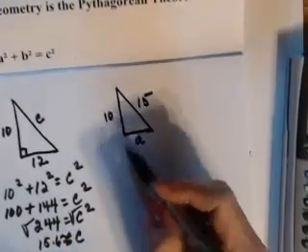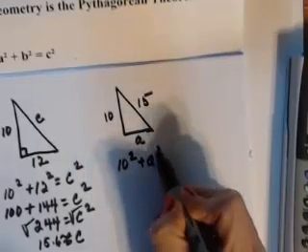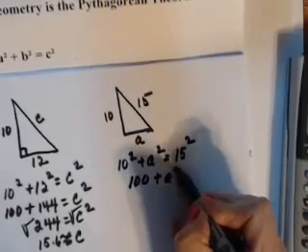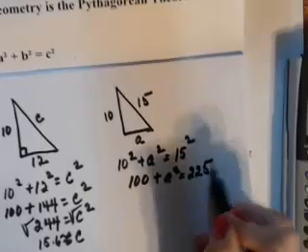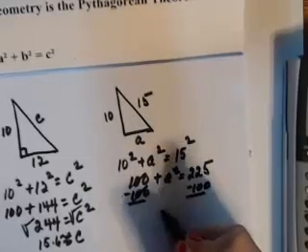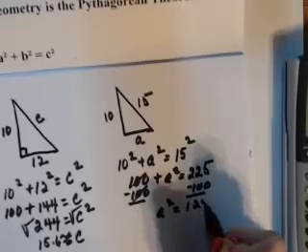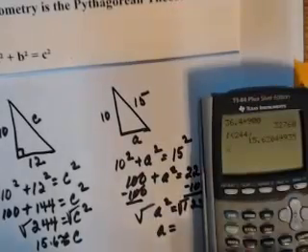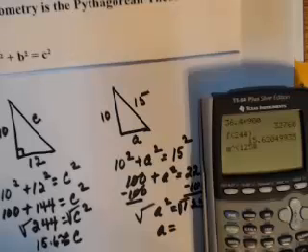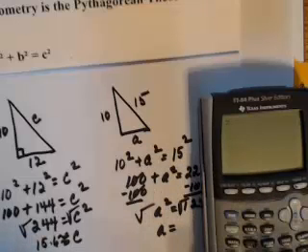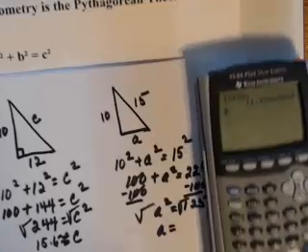This is set up the same. Leg squared plus leg squared is the hypotenuse squared. So 100 plus a squared is 225. You subtract 100 on both sides of the equation. And then you take the positive square root. So that's about 11 2/10.